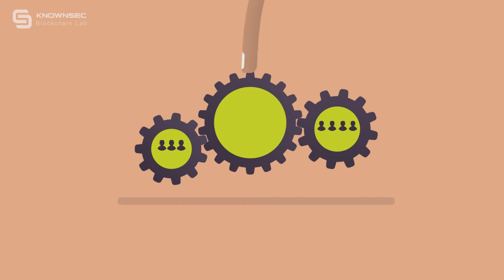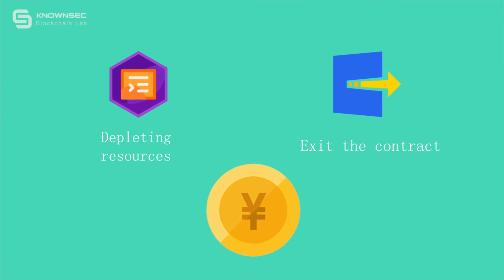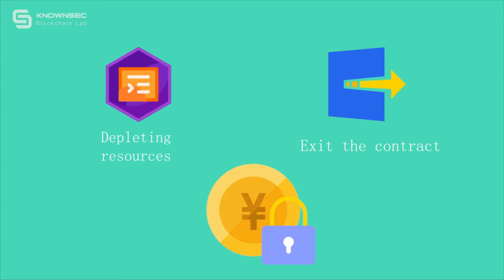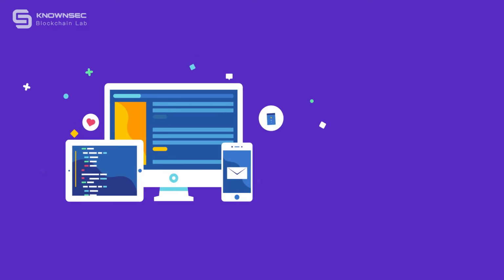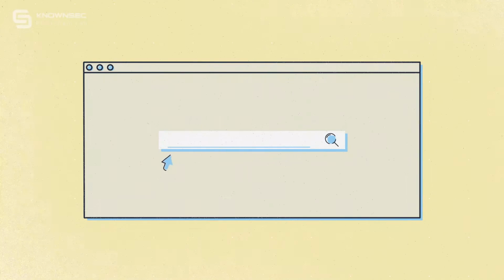The same is true in smart contracts, where an attacker locks up a contract by depleting its resources and preventing users from exiting the contract temporarily or even permanently. There are three types of DOS attacks in smart contracts. Number 1. Manipulate a map or array loop externally.